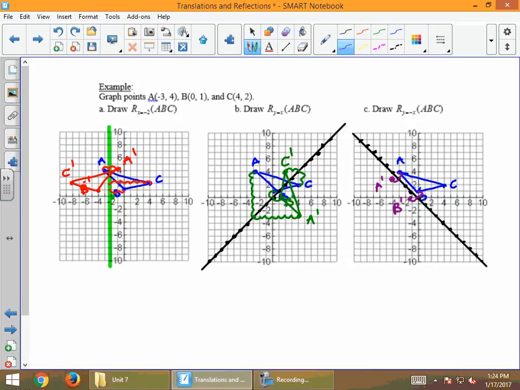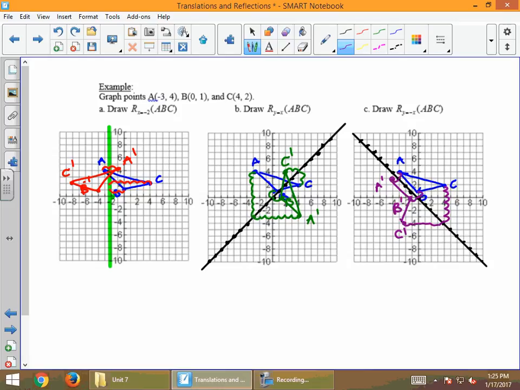And then for C, are we going to count up or down? Down. We went down 6, are we going to go right 6 or left 6? And we want the line to be in between our 2 points. Like so. And then you just connect.